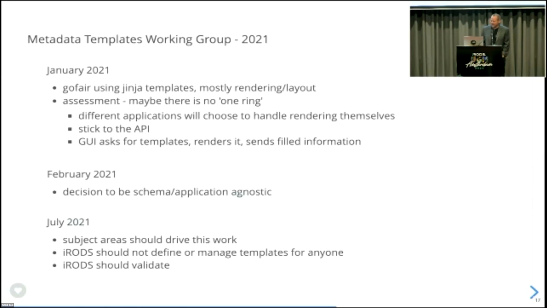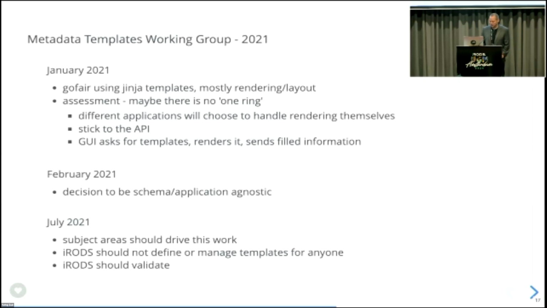January 2021. GO FAIR had showed up with opinions, and they were using Jinja templates. I was like, that's pretty cool. We should not invent that wheel again. Maybe we realized that there's no one way to do this, and we should get out of this business and let applications choose how they want to do this. We should just stick to what we know how to do well, which is the API, and not even think about GUIs, right? That's for those people out there in the audience.